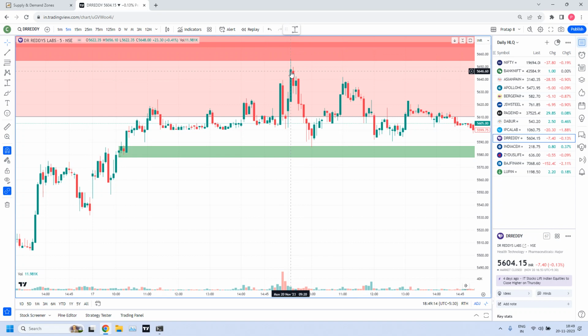So we got the entry at the 9:20 candle, the 5 minutes candle, and reached the target at the 10 o'clock, 5 minutes candle. In less than 1 hour, our trade is finished. The Dr. Reddy trade. You know how much profit it has given? 8,518 rupees profit.